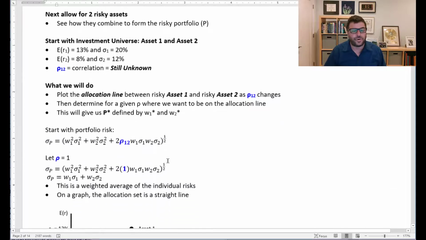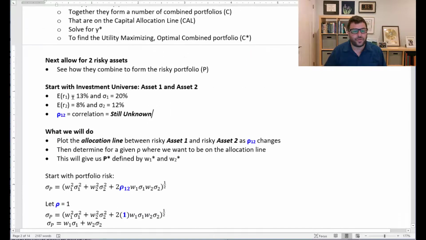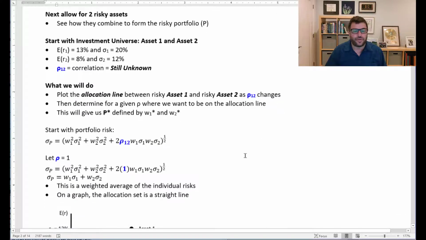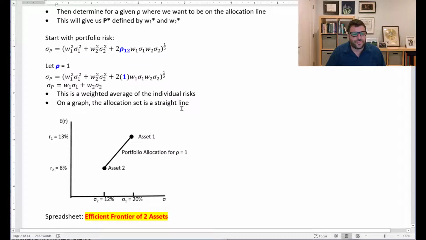So what we're going to do is plot the allocation line between risky asset number 1, which is the 1320, and risky asset number 2, which is the 812, and we're going to do this as the correlation changes. And what we want to do is determine for a given row where we want to end up on this allocation line. And this will give us the optimal P as defined by the optimal weight in asset 1 and the optimal weight in asset 2. So let's start with the portfolio risk equation.